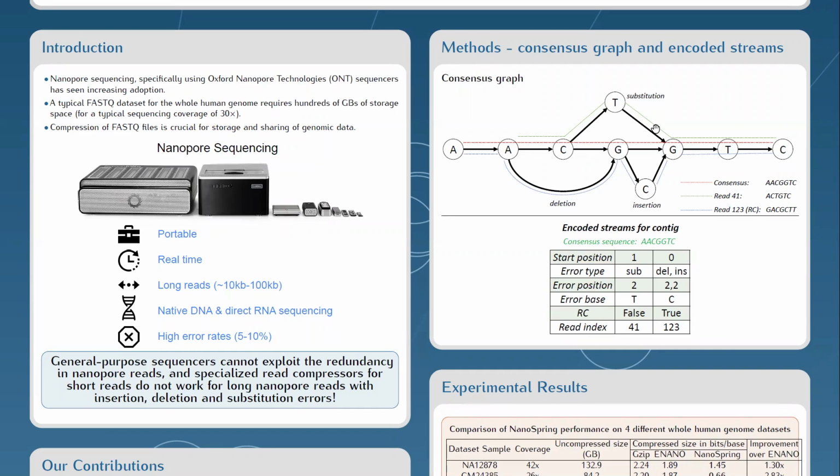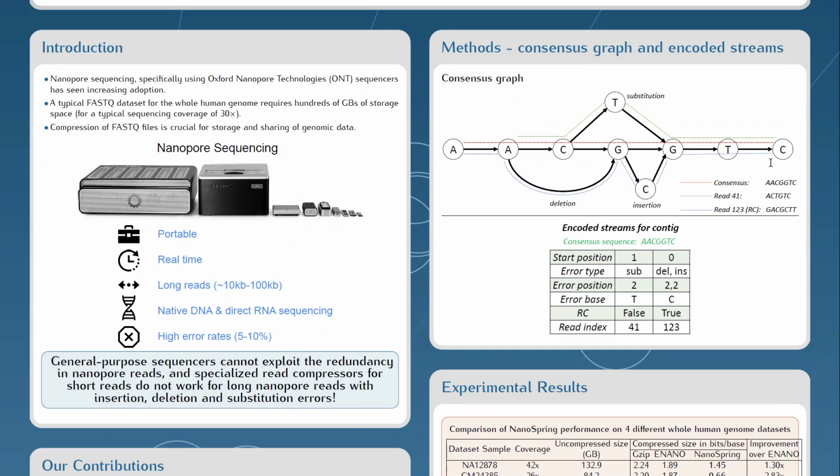In this example, 2 reads are shown here. The read with the path in green has a substitution compared to the consensus sequence. The read with the path in blue is reverse complemented with respect to the consensus sequence and has a deletion and an insertion. The consensus sequence is shown in red.